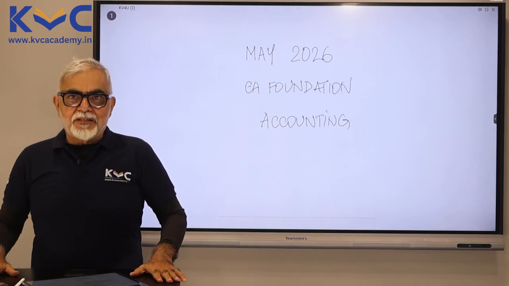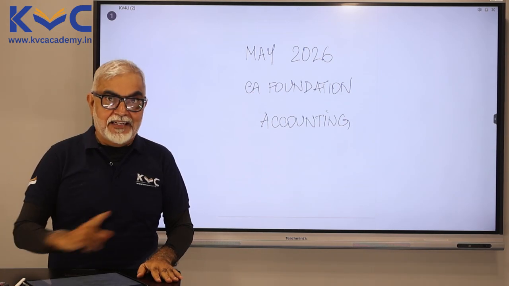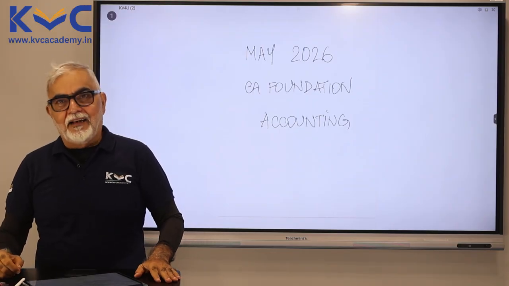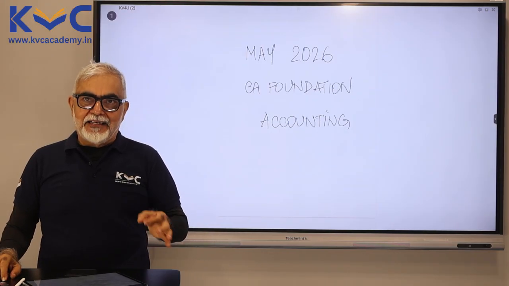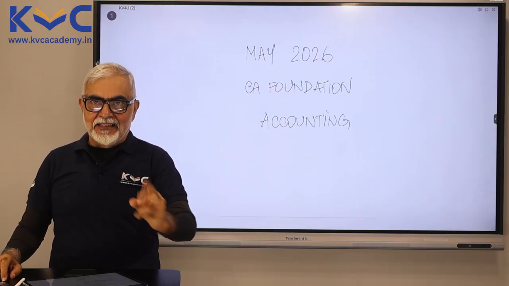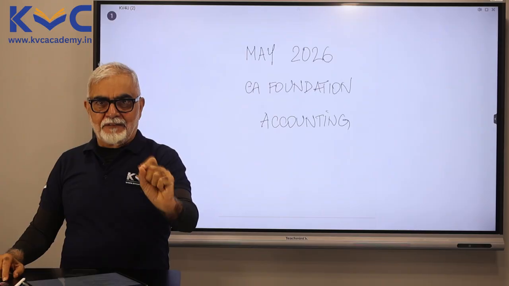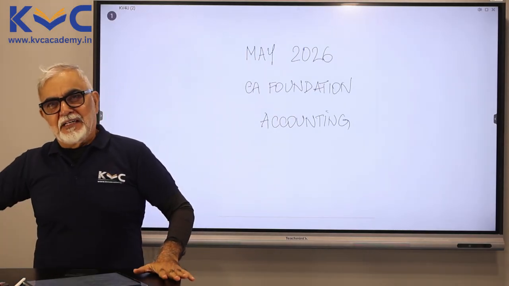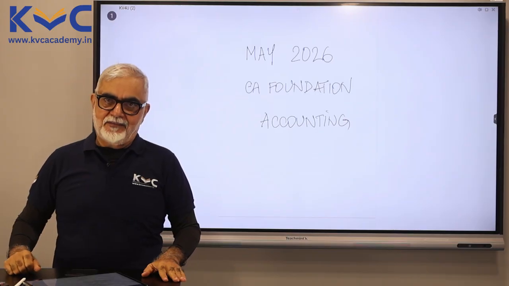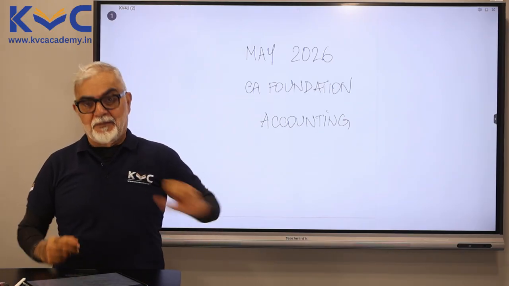We are going to solve the May 2026 accounting paper for CA Foundation. Like any other CA exam paper, our institute has two missiles with them. One, the missile of toughness. Two, the missile of a lengthy paper. This exam, they used the missile of a lengthy paper.